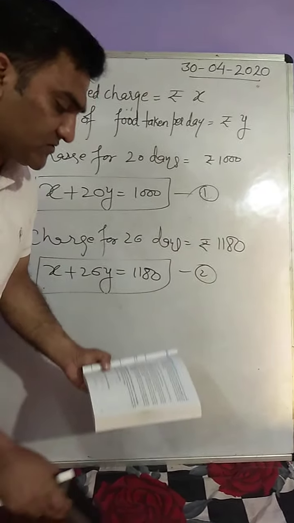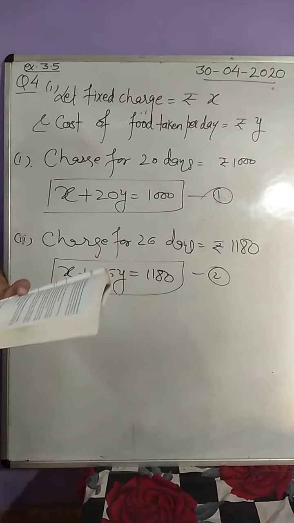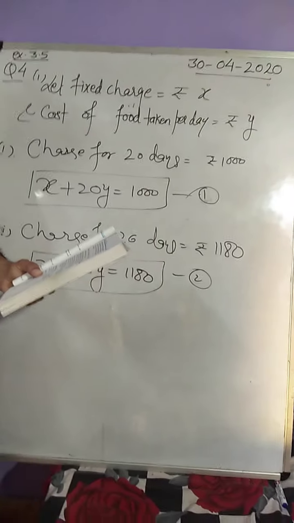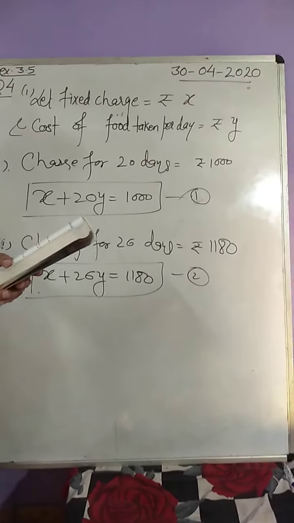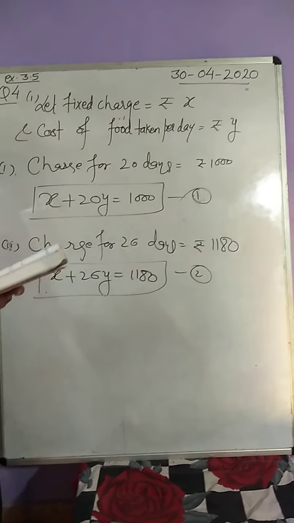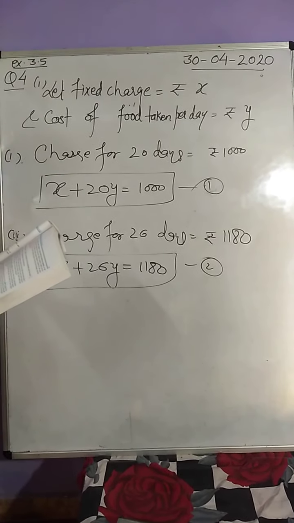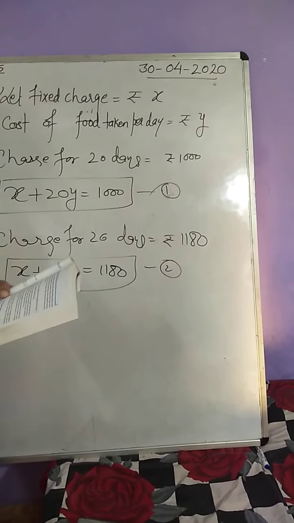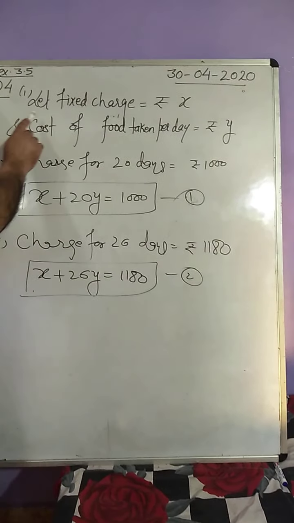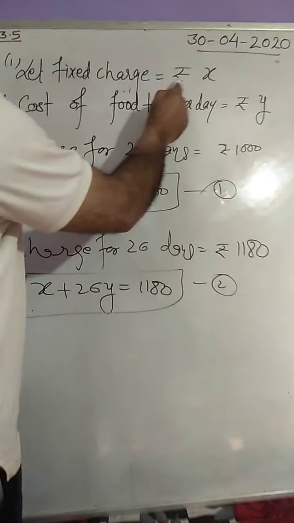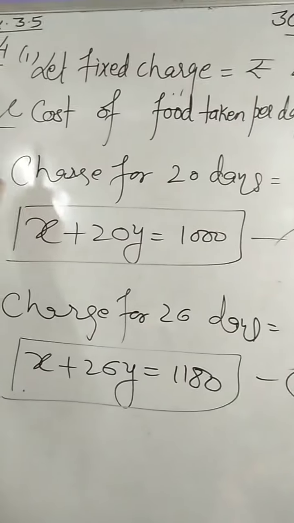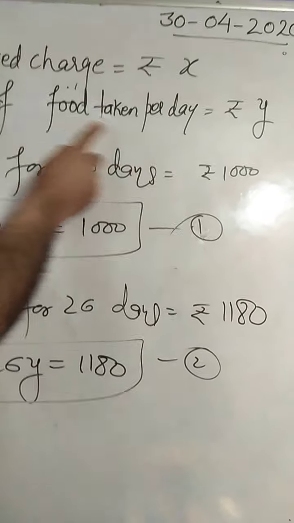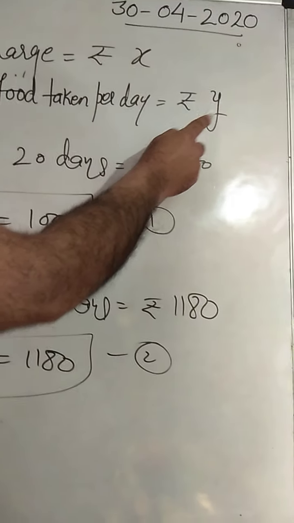Now let's discuss the first question. This is a fixed charge type of question. The question is: a part of monthly hostel charges is fixed and the remaining depends on the number of days one has taken food in the mess. So there are two things: one is the fixed charge, and the other is the charge for the number of days the food is taken. I have assumed the fixed charge to be rupees x and the cost of food taken per day to be rupees y.